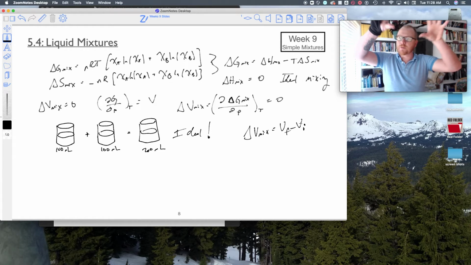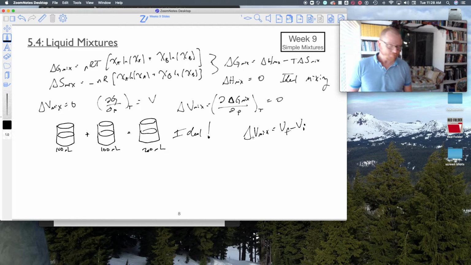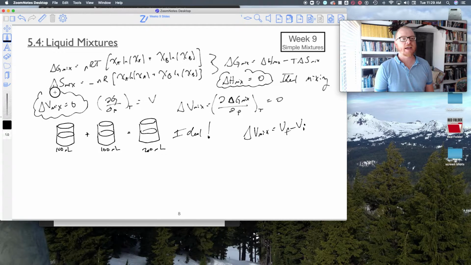Now, if we mix 100 mils and 100 mils, and we initially get 200, because we've added 100 and 100 together, but now the thermodynamic environment influences that volume to change relative to what we think it should, then we will no longer have a zero value for delta V of mixing. And that also proves to us that it was not an ideal solution. Okay? So delta H of mixing equals 0 makes an ideal solution. Delta V of mixing equals 0 makes an ideal solution.